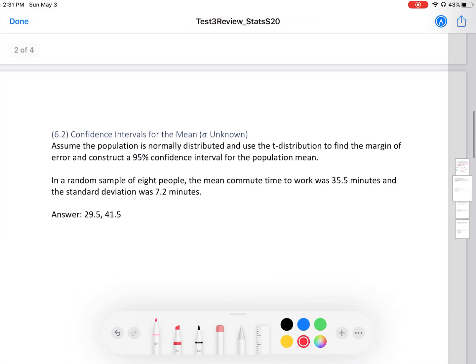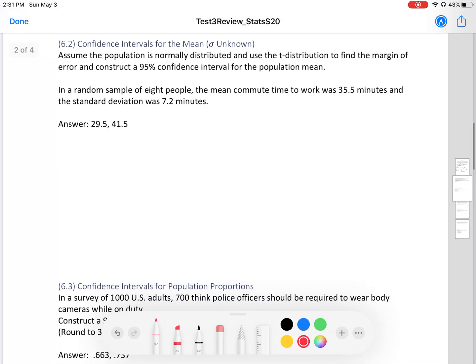Let's move on to 6.2. Confidence intervals for the mean. What's different here is that your sigma is unknown. So what makes this different is don't expect the words population standard deviation. You're only going to have standard deviation, and that's important. That's what makes this section unique.